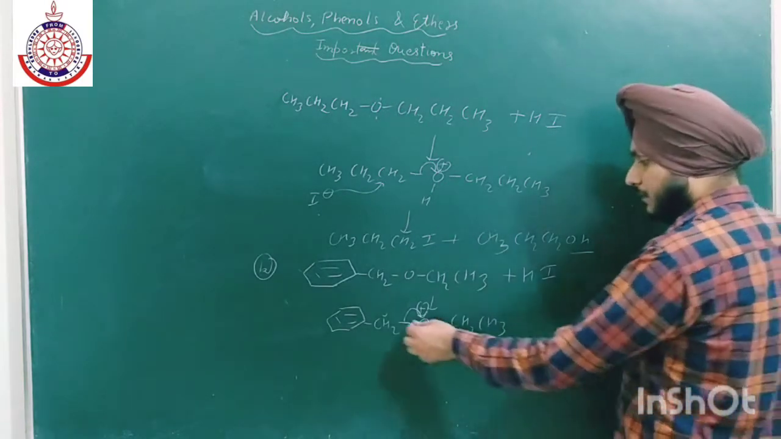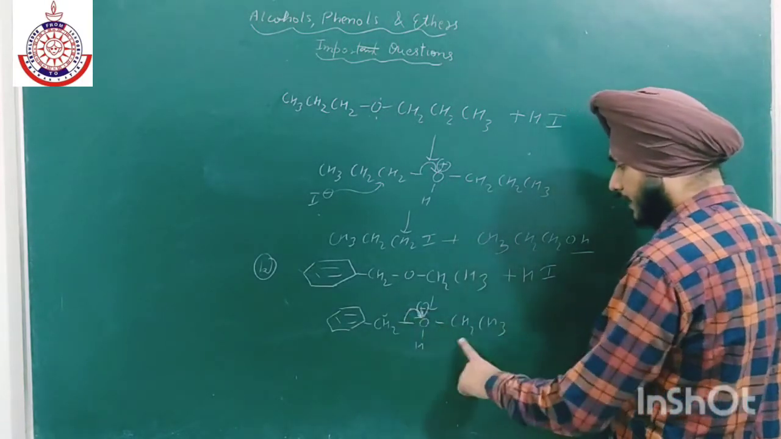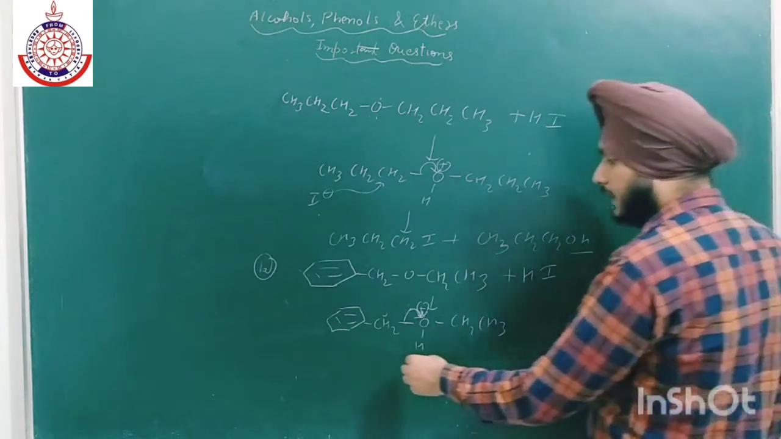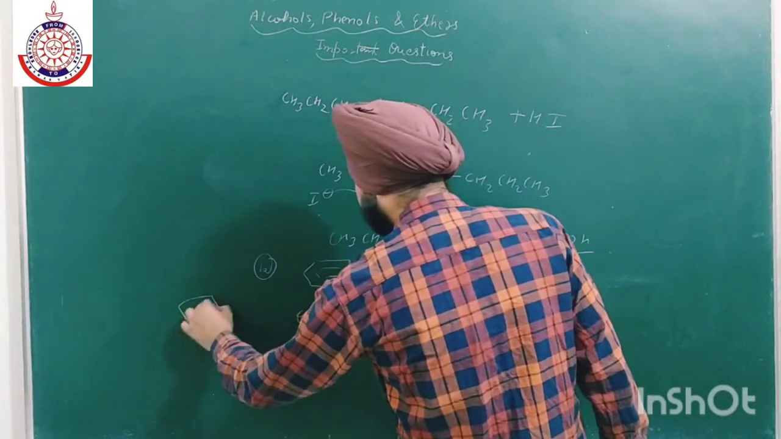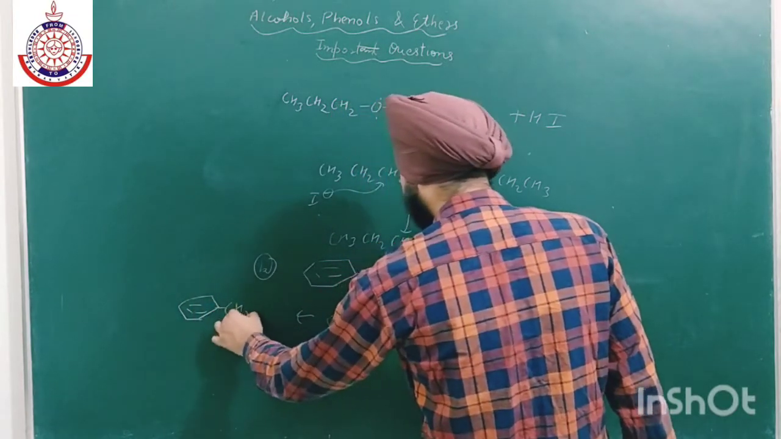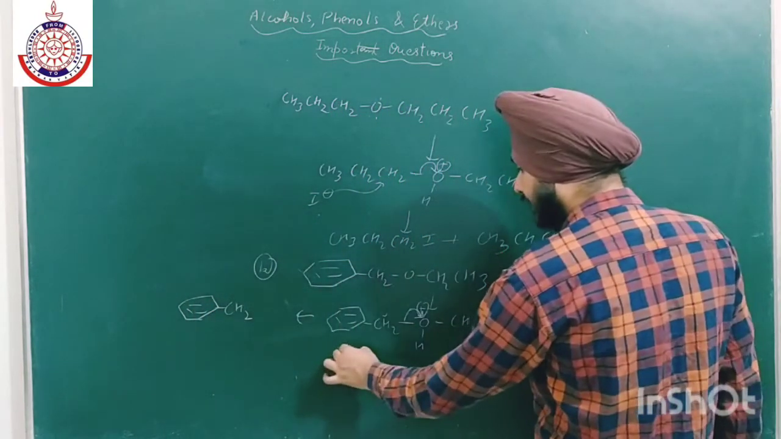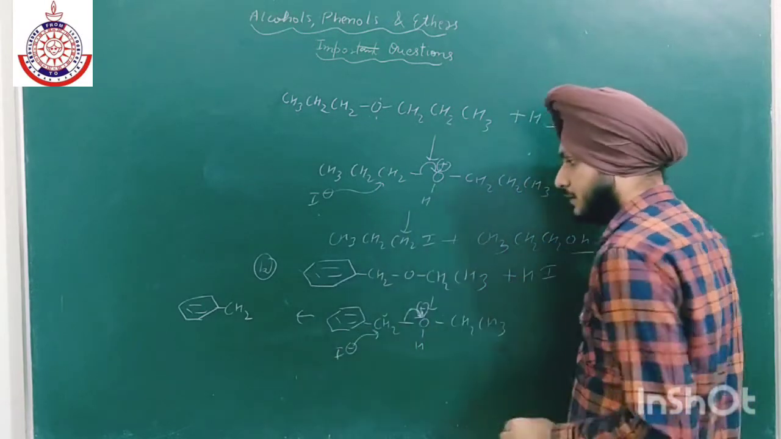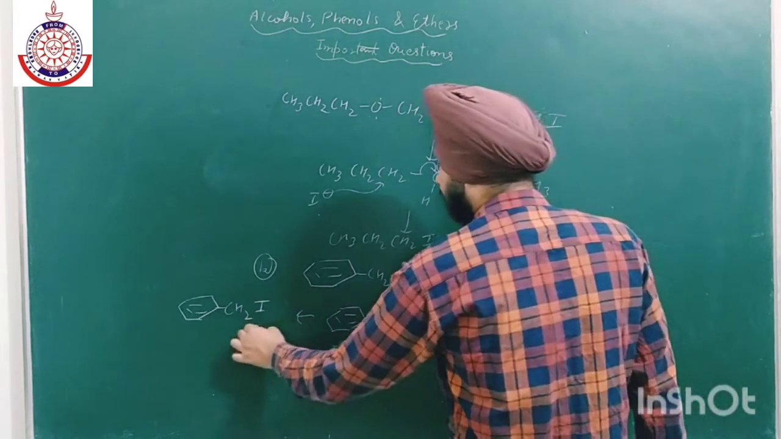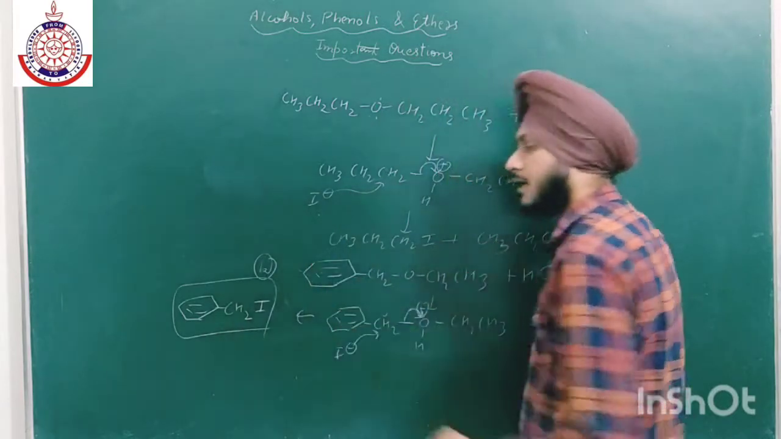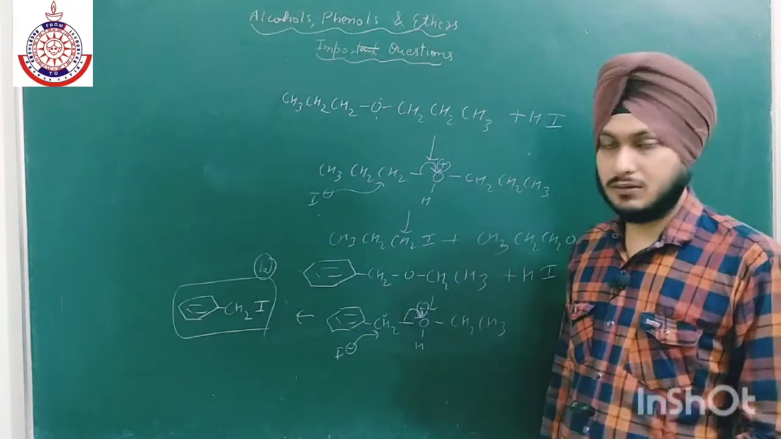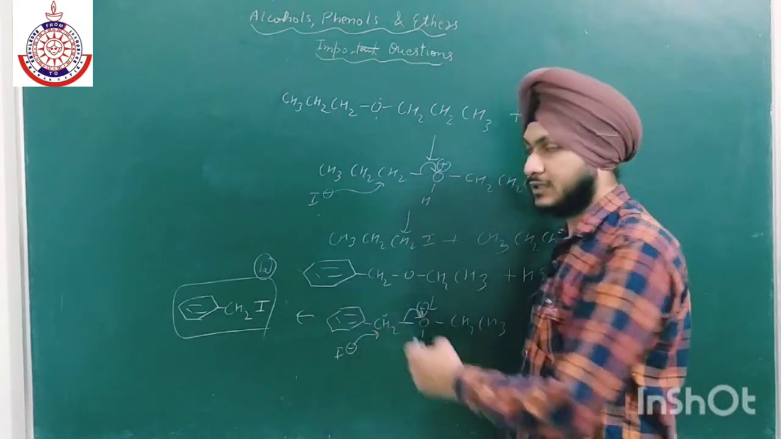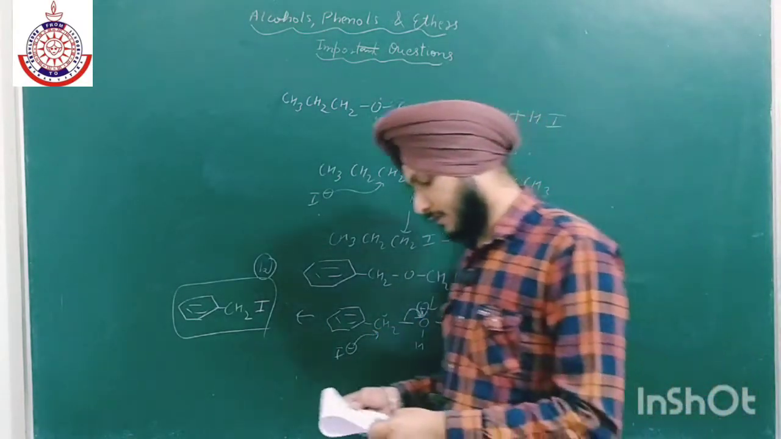So we will shift this bond over here and formation of ethanol takes place, and the carbocation which is formed is the benzyl carbocation. Then I negative will attack on this carbon and we will get this product, benzyl iodide. And this is more stable than ethyl iodide, or this attack is more favorable on this carbon as compared to the ethyl one.